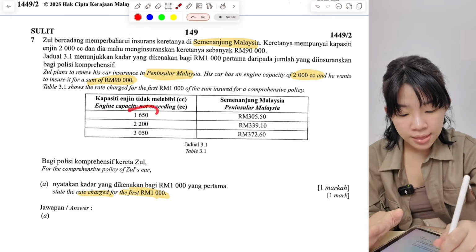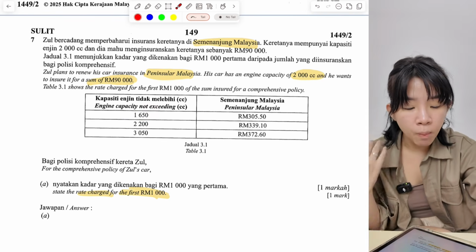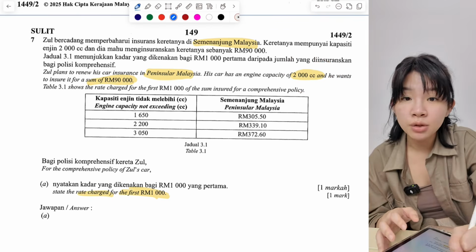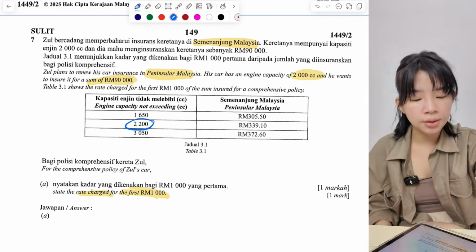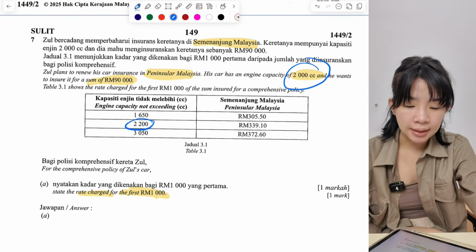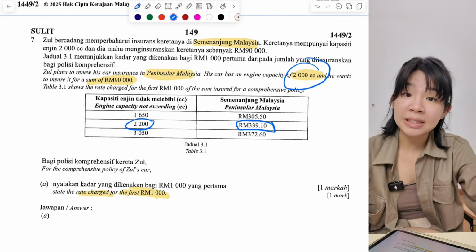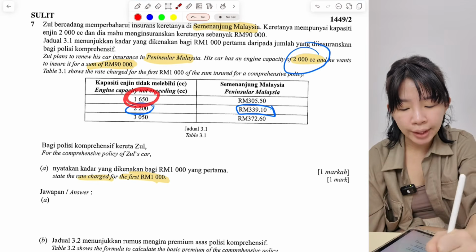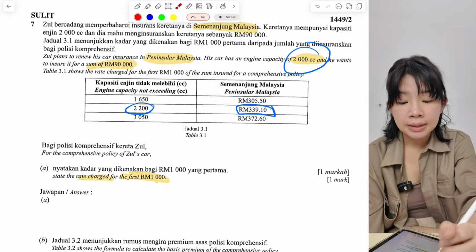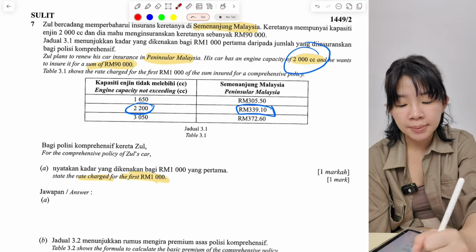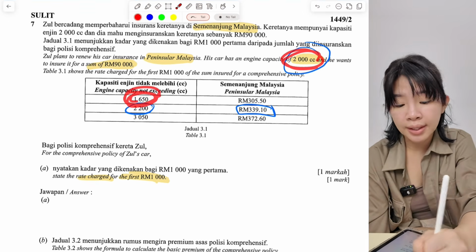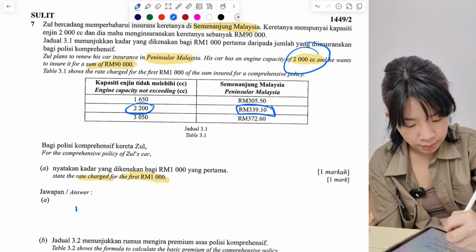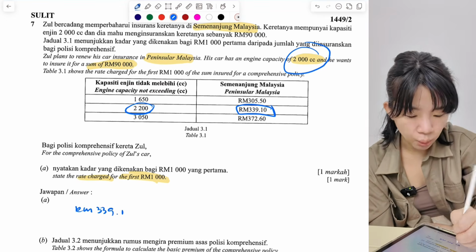So does it more than engine capacity already? 1,650 is already more than, okay, our engine capacity 2,000 cc is already more than that. Okay, so 2,200. Okay, yes, 2,200 is not more than our engine capacity. Okay, so the first 1,000 is 339 ringgit and 10 cents. Now we don't take this one. We don't take this because this engine capacity not more than this, but our engine capacity 2,000 is already more than this one. So we are not taking this. We are taking the next one. Okay, so first 1,000 is 339.10, done.